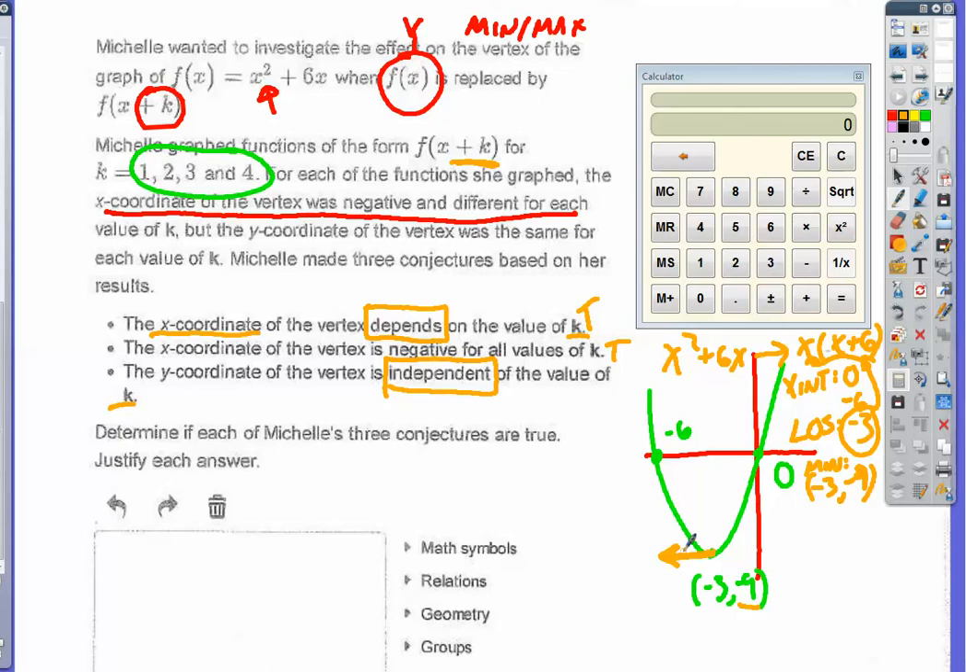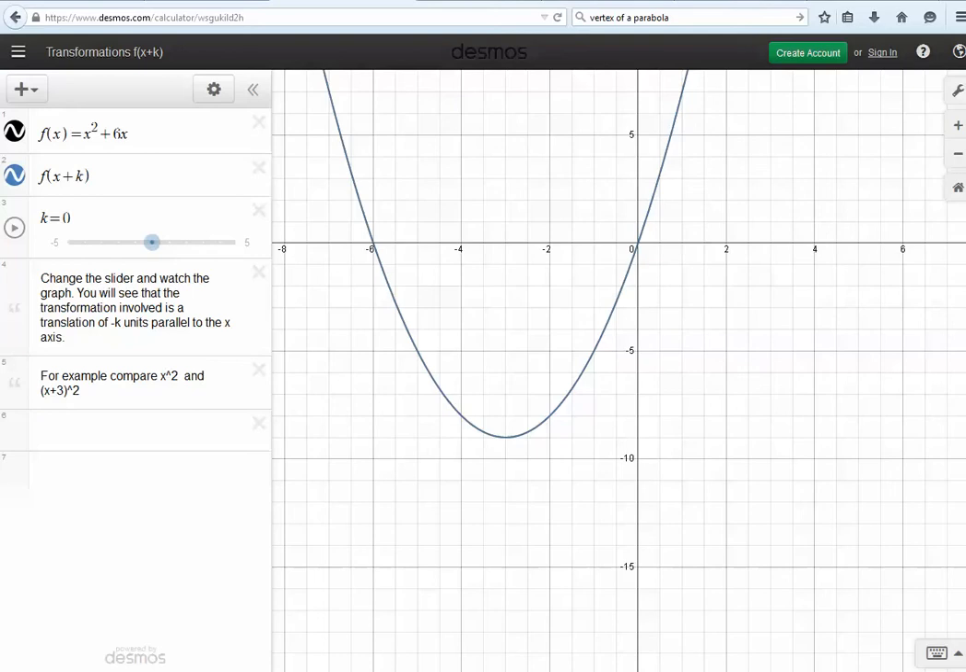So it says determine if each of Michelle's 3 conjectures are true and justify your answer. And so here's the thing. The best way to do this is to look at a graph. So we will. Here is a graph of the function f of x is equal to x squared plus 6x. And again, lo and behold, I have my 2 x-intercepts at 0 and -6. And my vertex, also known as minimum, is at -3, -9.